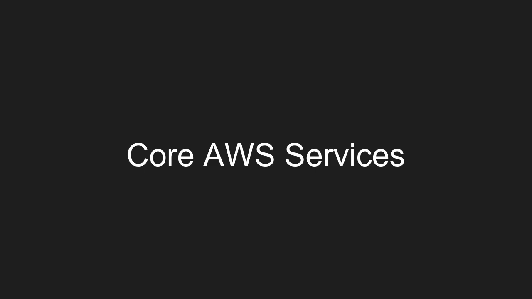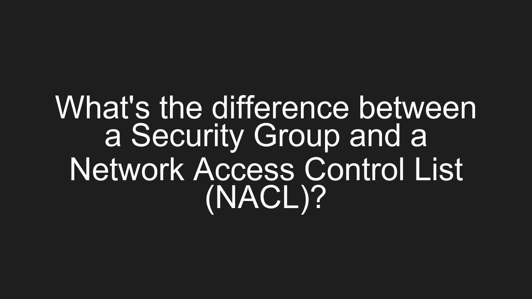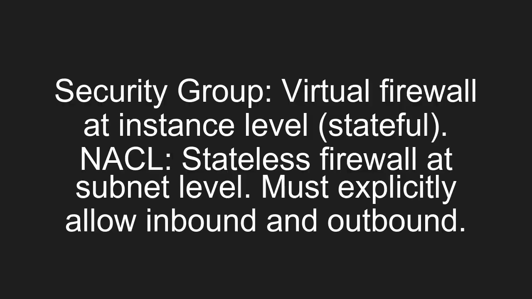Core AWS services. What's the difference between a security group and a network access control list, NACL? Security group, virtual firewall at instance level. Stateful. NACL, stateless firewall at subnet level. Must explicitly allow inbound and outbound.